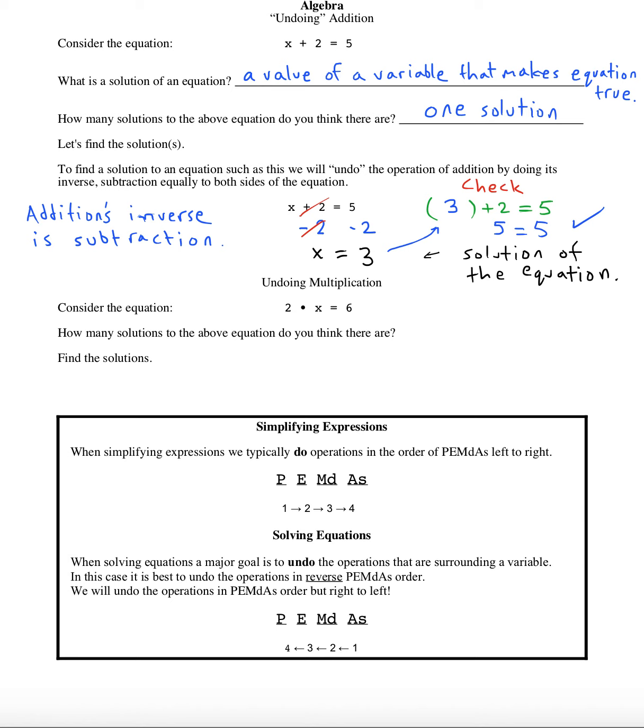Okay, let's try it when we have multiplication involved. 2 times x equals 6. How many solutions to the equation do you think there are? I'm going to guess one solution. There's just one number you could put in place of x to make this true. And now we'll find the solutions. So to find the solution, start with the original equation, and then we can make our changes below.